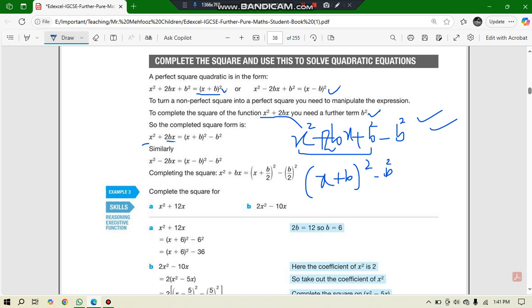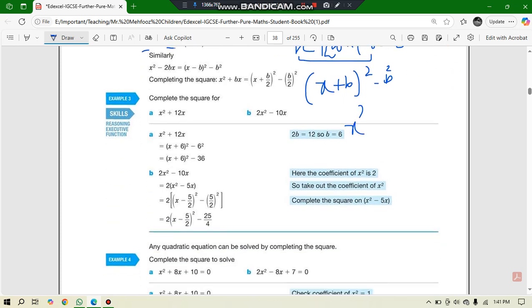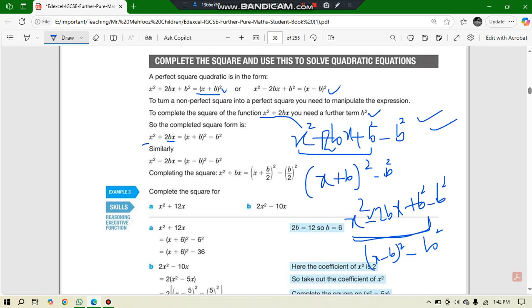Similarly, x squared minus 2bx is given. So we add b squared and subtract b squared in this expression. You can see that this is the formula for (x minus b) whole squared, because here the negative is with the 2bx, and minus b squared is as it is. So this is the solution for completing the square of the quadratic expression.